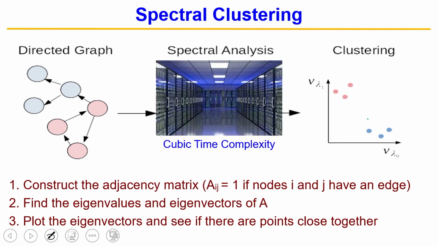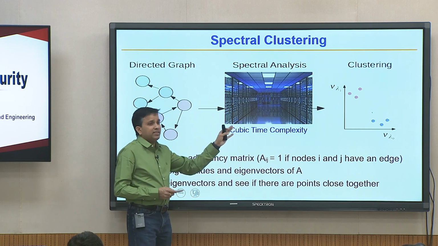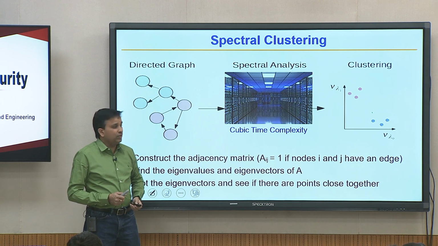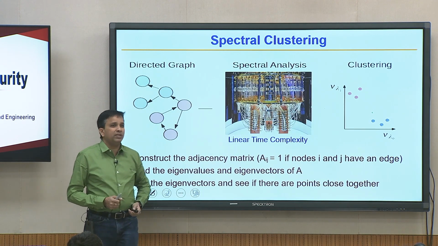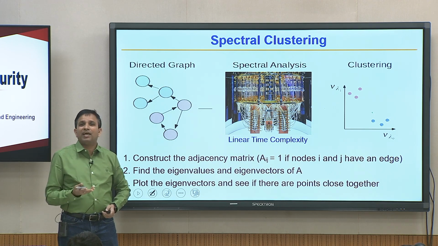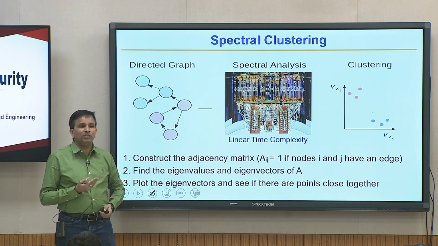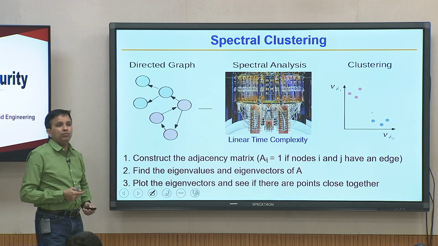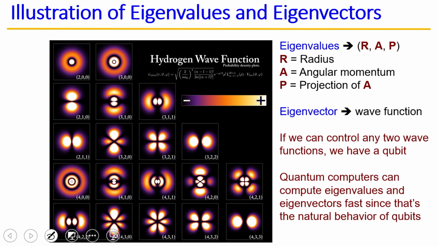But if you do spectral clustering on your classical computer, it is going to take order of n cube time, where n is the number of nodes in the graph, not even n square, n cube. But if you do it on a quantum computer, it is in order of n time. I am going to tell you what the catch is, what the quantum computer is doing exactly to reduce from n cube to n. Let me try to show that.